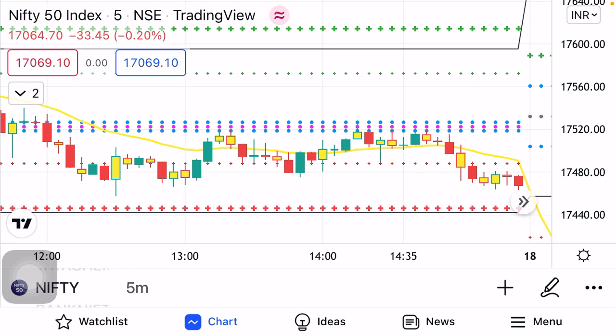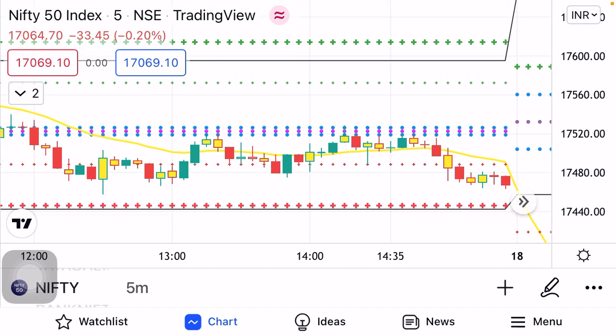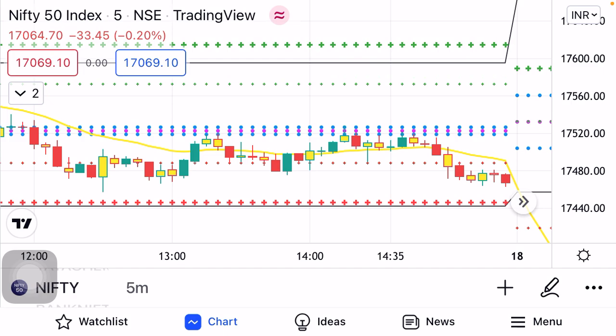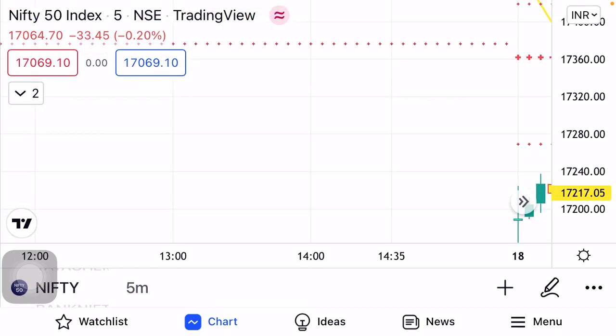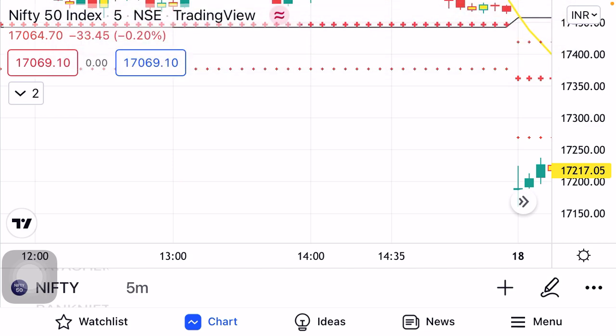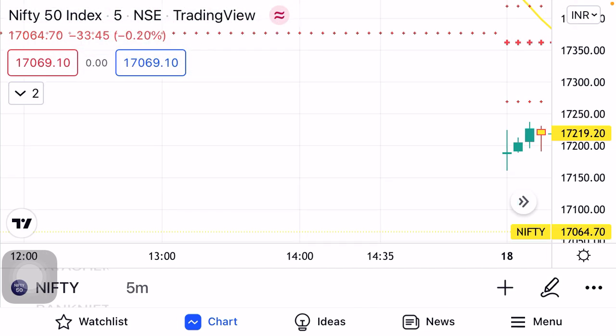On 18th, from 13th there is a more gap, and 18th is Monday and the CPR is outside CPR. Since the CPR is outside, the market will be sideways. And see where the market has opened. The market has opened a huge gap down. So it's more than 200 points gap down. And the first 5 minutes candle is on huge gap downs.